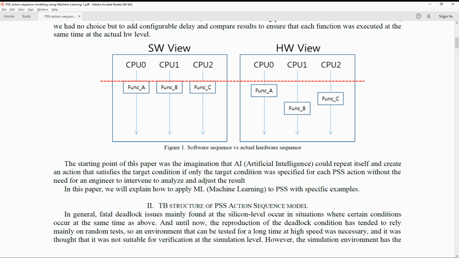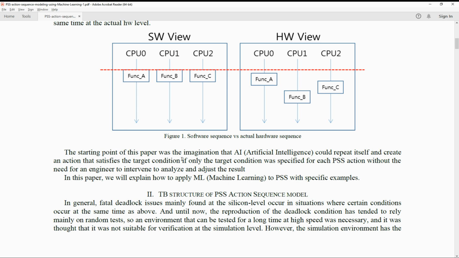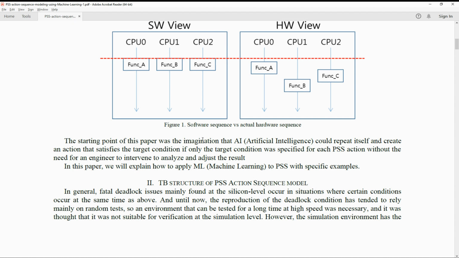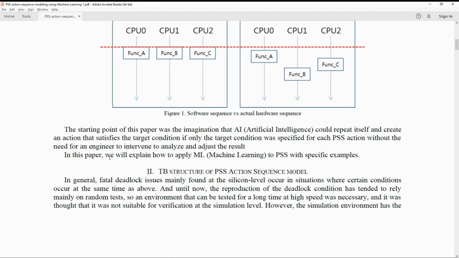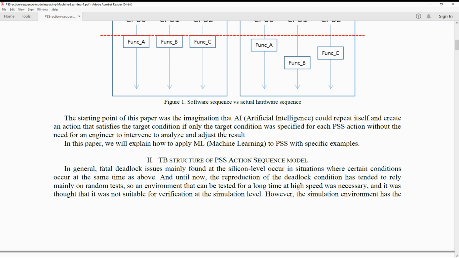The starting point of this paper was the imagination that AI, artificial intelligence, could repeat itself and create an action that satisfied the target condition if only the target condition was specified for each PSS action, without the need for an engineer to intervene to analyze and adjust the result. In this paper, we will explain how to apply ML, machine learning, to PSS with specific examples.